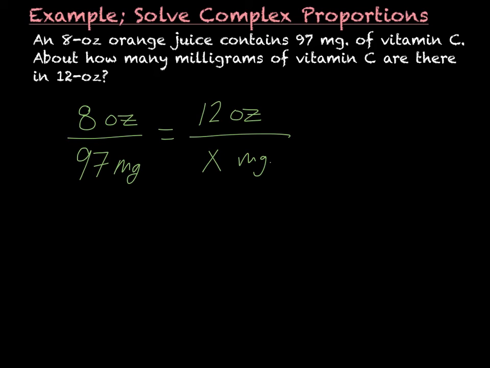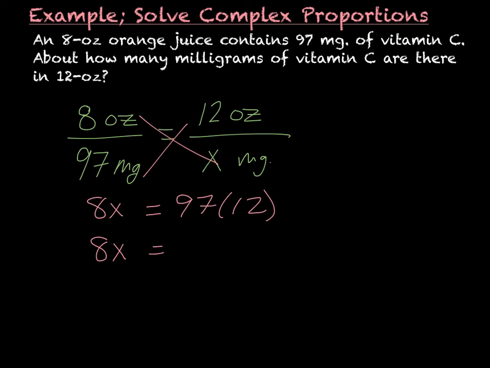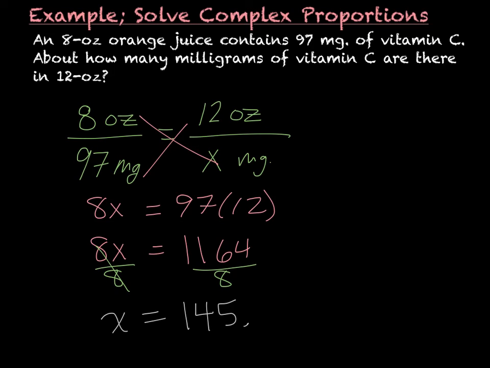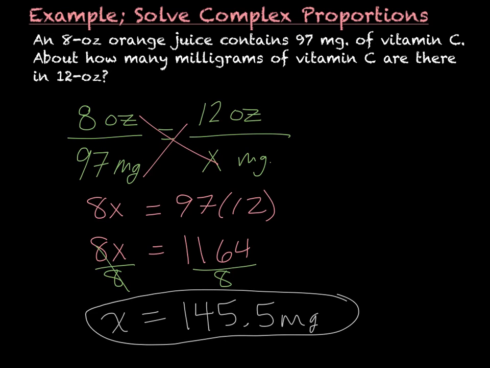So we're going to cross multiply. So we have 8x equals 97 times 12. So that would be 8x equals 1,164. So we have to divide by 8. Therefore, x equals 145.5 milligrams. So 145.5 milligrams is your final answer.